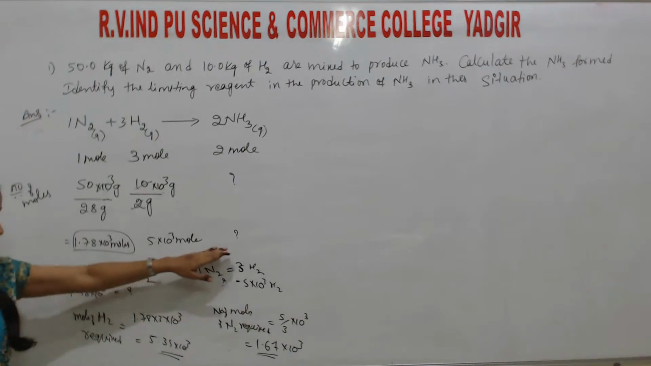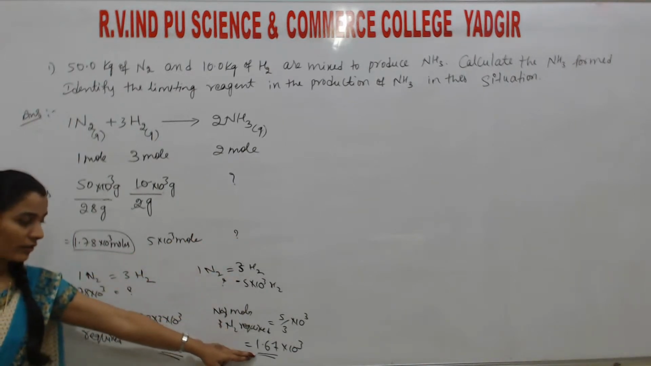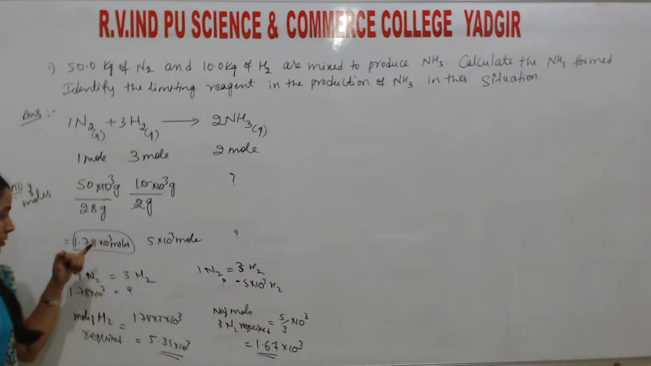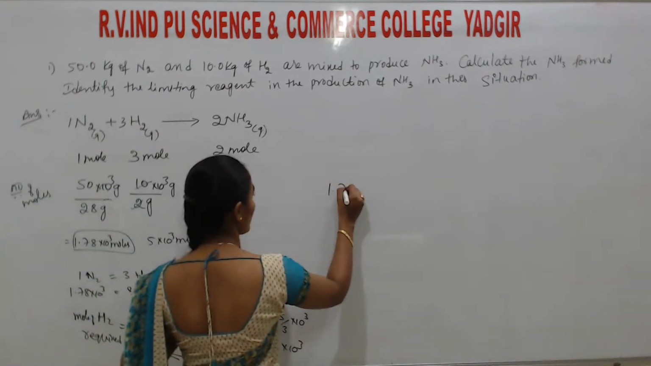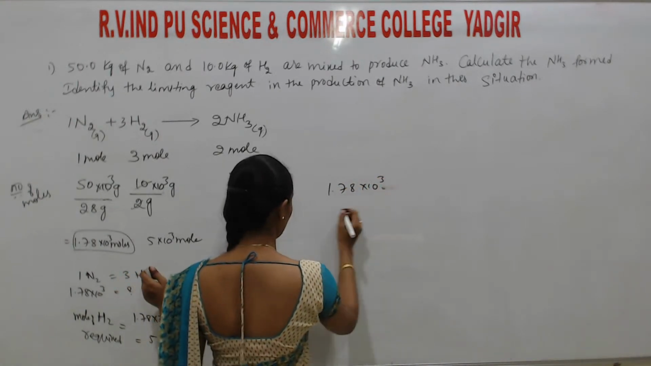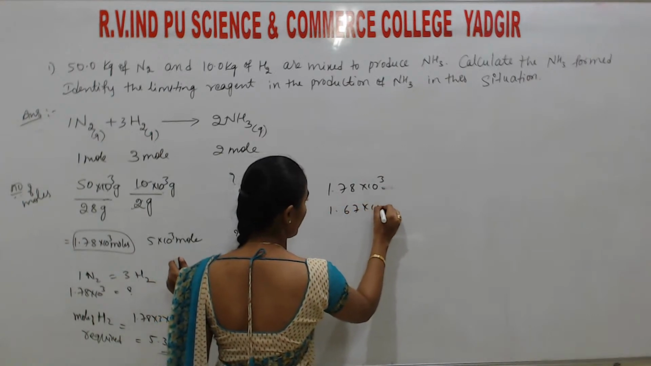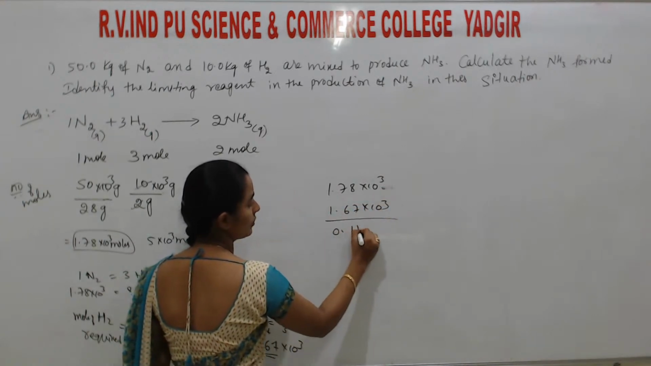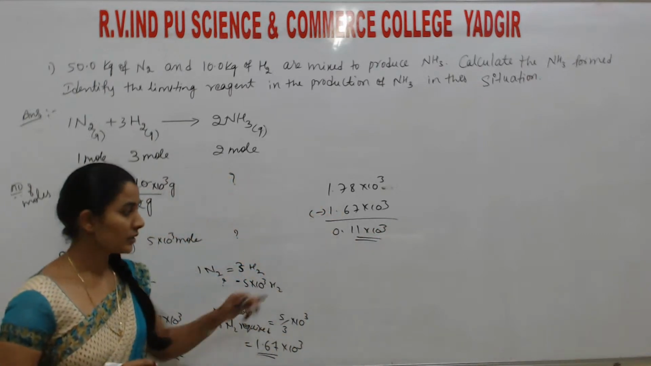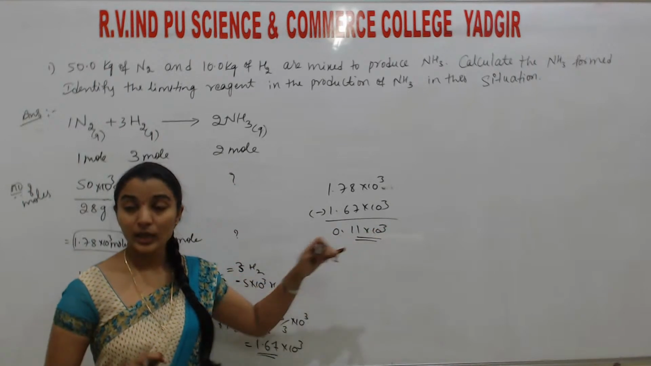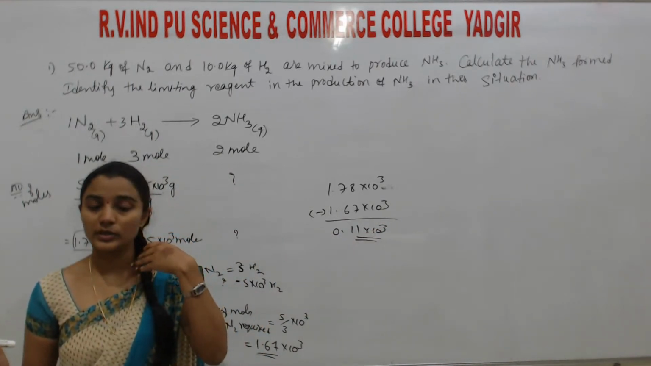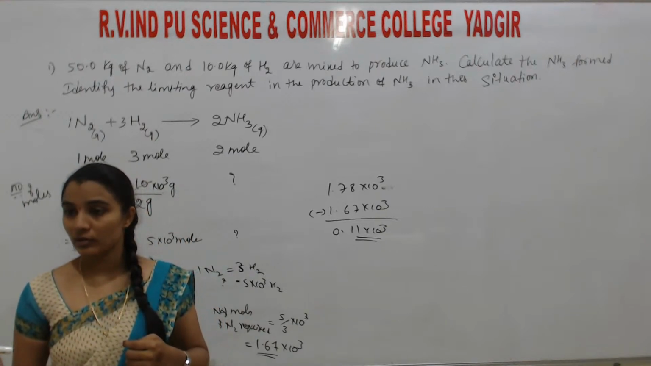It means that to form NH3, students, we use only 1.67 into 10 power 3 moles of N2. So from this, if we subtract, that is 1.78 into 10 power 3 minus 1.67 into 10 power 3, we get 0.11 into 10 power 3. Excess of N2 is present after the reaction.